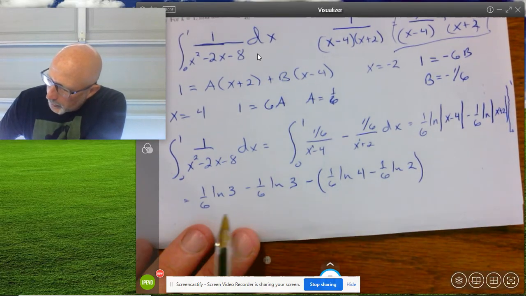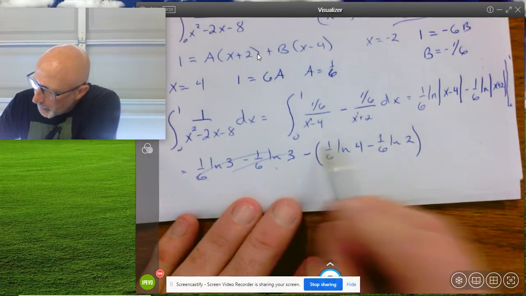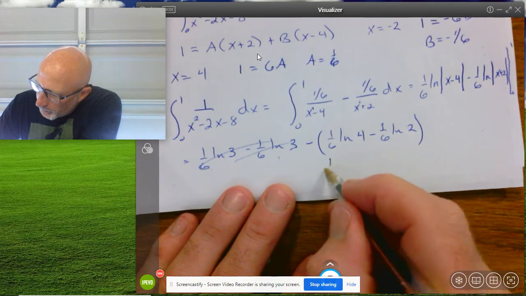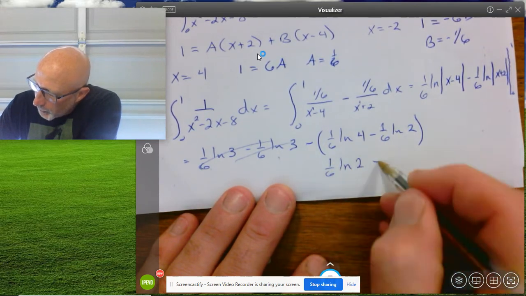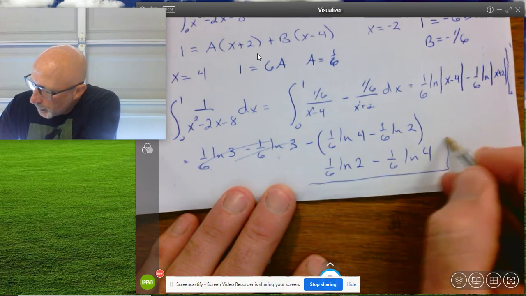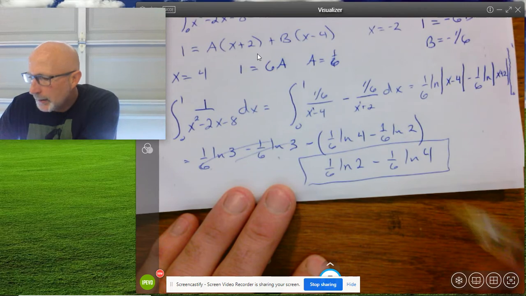Okay, so you can see that these are going to go away. And so this is going to become, I'm going to distribute the negative. This is going to be the positive, so I'm going to put that in front. So 1/6 ln of 2 minus 1/6 ln of 4, and we are done. Of course, there's some things you can do here to simplify, but I do not need to do that.